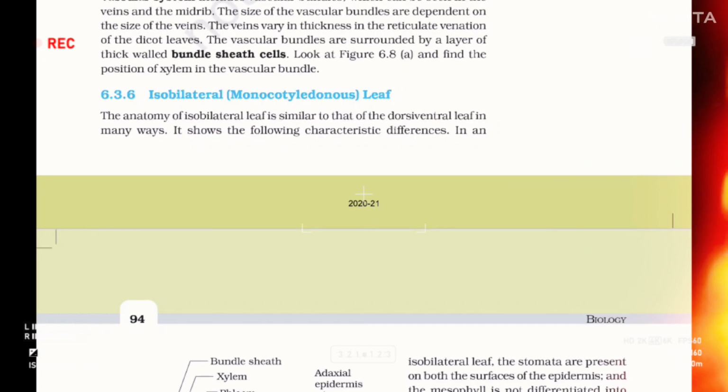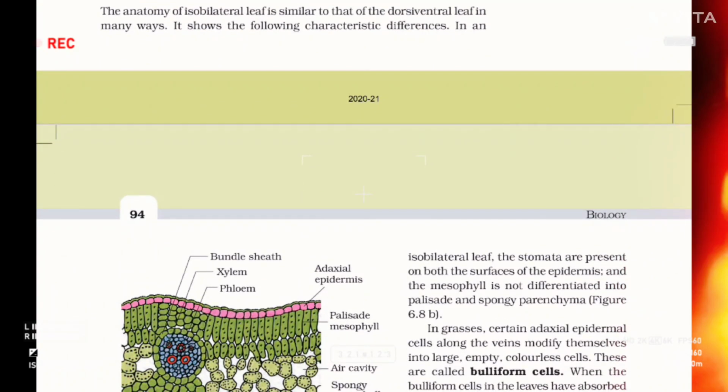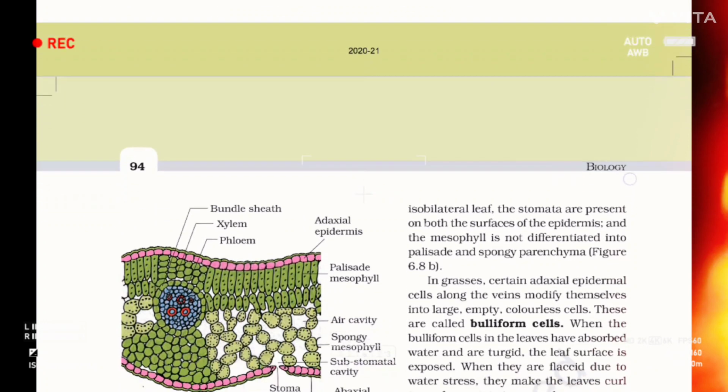Isobilateral monocotyledonous leaf. The anatomy of an isobilateral leaf is similar to that of the dorsiventral leaf in many ways. It shows the following characteristic differences. In an isobilateral leaf, the stomata are present on both the surfaces of the epidermis, and the mesophyll is not differentiated into palisade and spongy parenchyma.